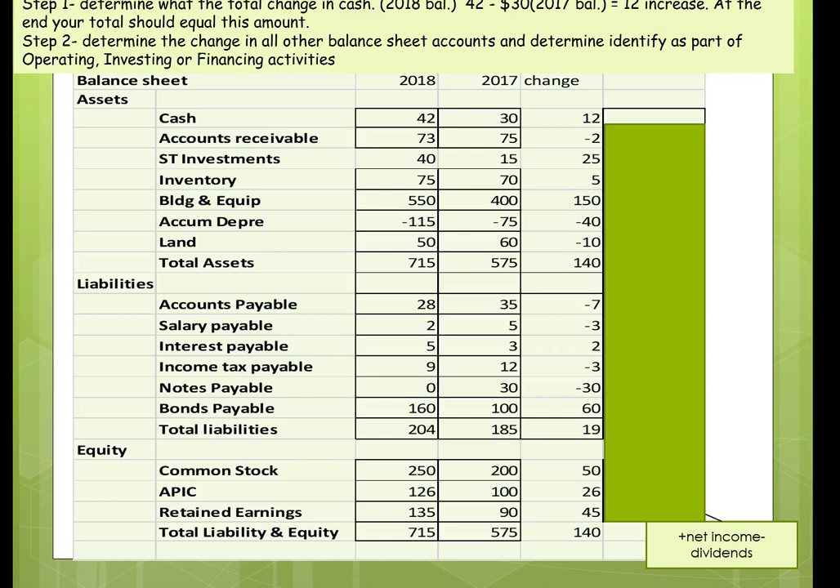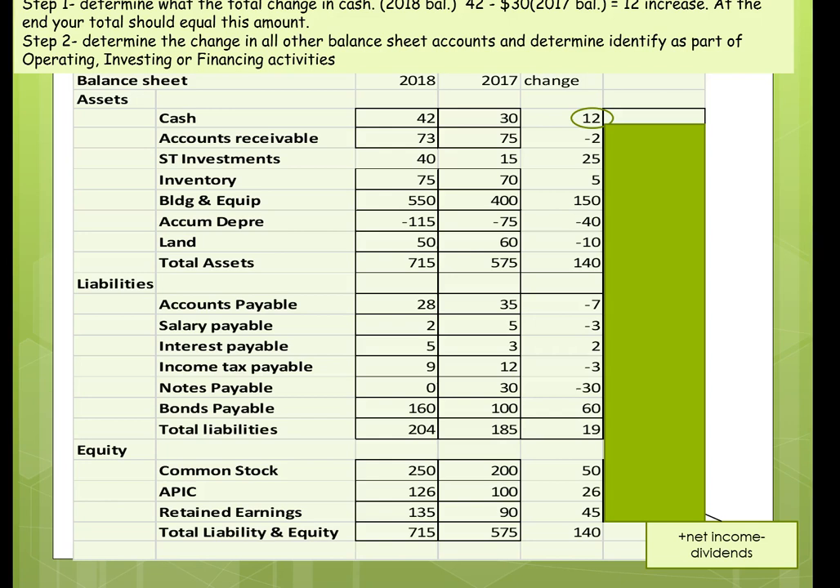So step 1, what is the change in the cash? Because in the end, that is what we have to explain. When we total up operating, investing, and financing activities, it must equal a positive 12 because our cash went up by 12. So we're going to explain what caused that increase of 12.